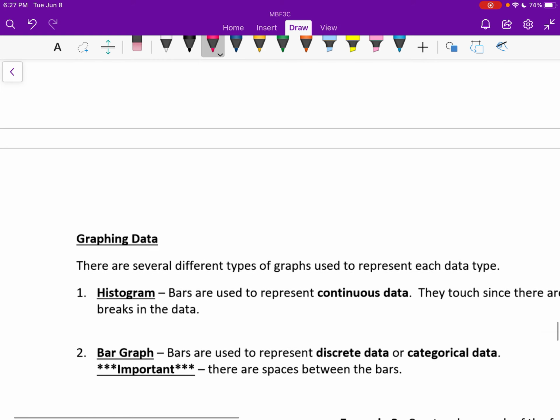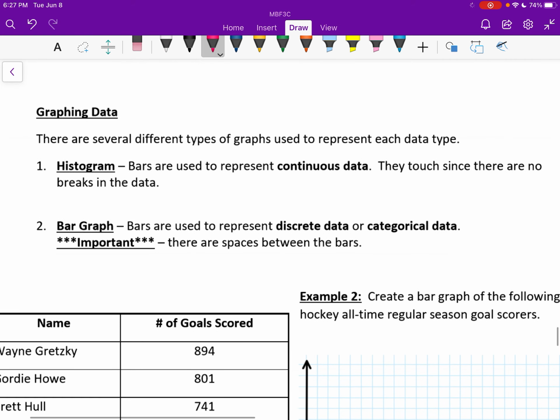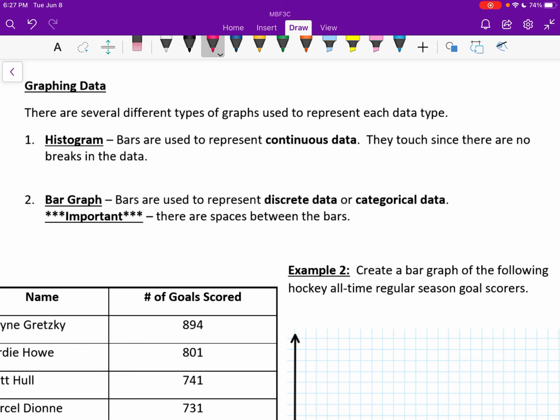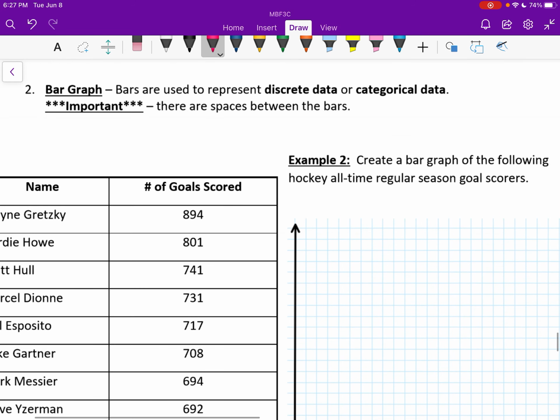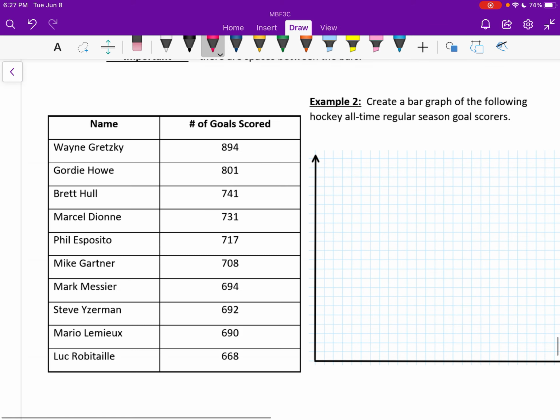So when we're graphing our data, there's several different types of graphs that we can use. So we already did histograms, which are bars that we use to represent continuous data, right? So there's no breaks in between them. Bar graphs are used to represent discrete or categorical data, right? So there has to be spaces in between these bars, right? So if I wanted to know how many goals Wayne Gretzky scored, or different hockey players scored over the course of their lifetime, I would use something like a bar graph. This is going to be categorical data because Wayne Gretzky is a person, so he falls under a category, right?